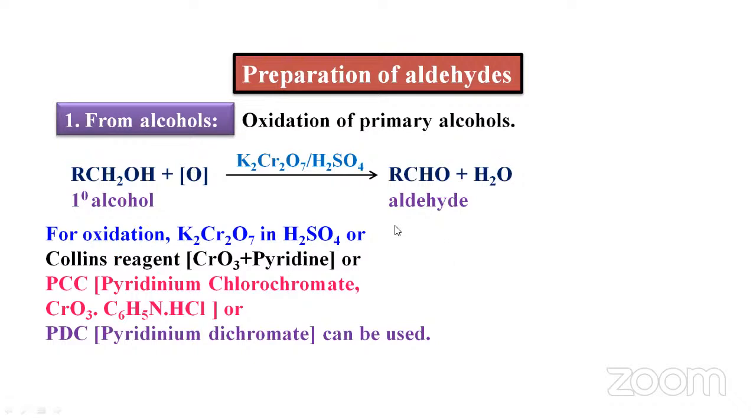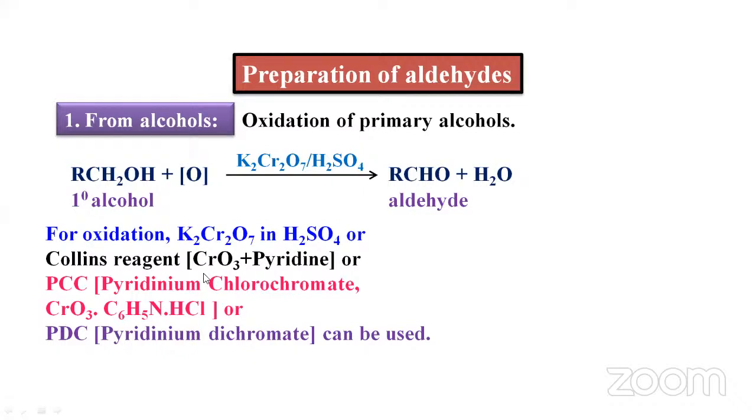Which are the different reagents we can use to prepare aldehydes from alcohols? First is potassium dichromate in H2SO4. The second is Collins reagent, which is made up of CrO3 plus pyridine, a base. It acts as a good oxidizing agent.